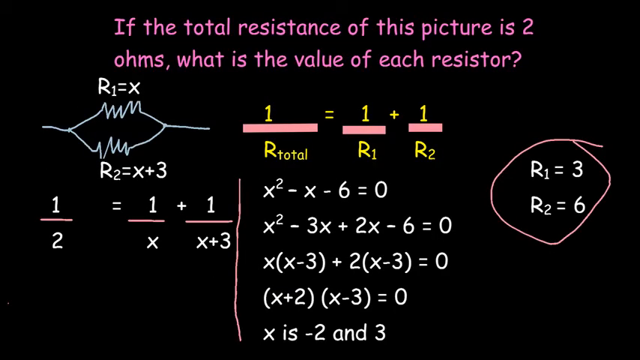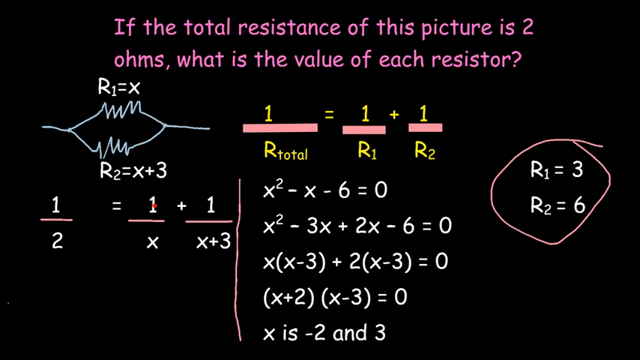Now let's try solving a question. So if the total resistance of this picture over here is 2 ohms, what is the value of each resistor? So in physics, you might have learned that for a parallel arrangement of resistors, the total resistance R total is given by 1 by R total equals 1 by R1 plus 1 by R2. So R total is 2 ohms, R1 is X ohms, and R2 is X plus 3.